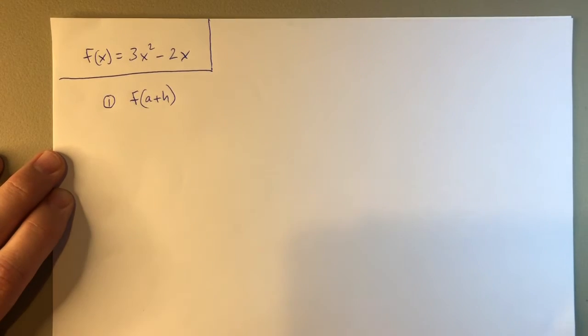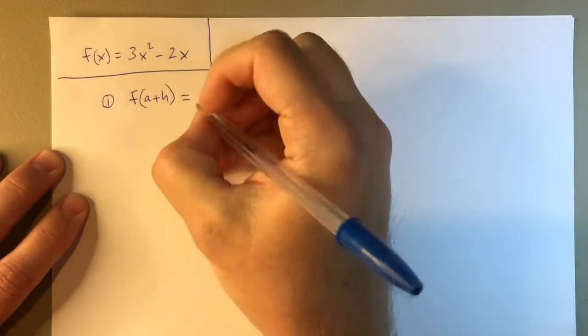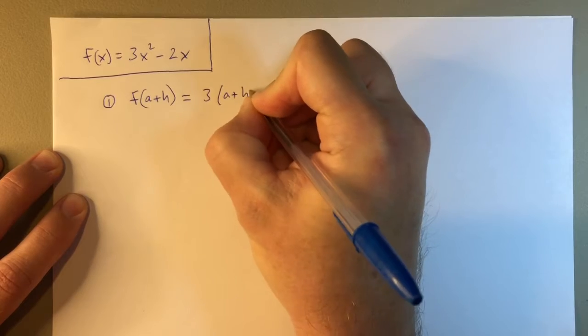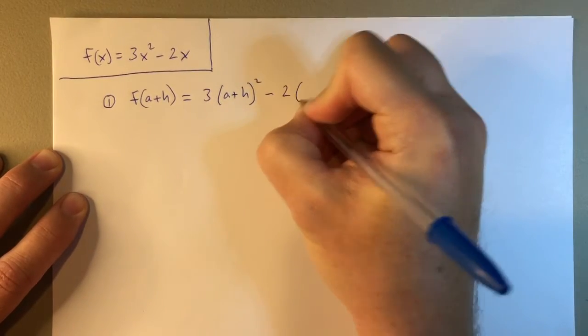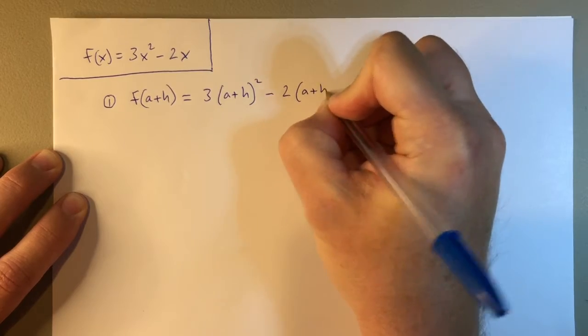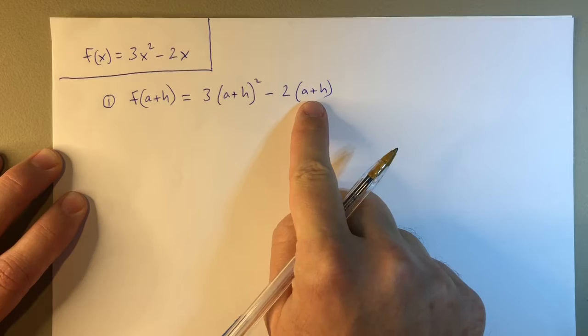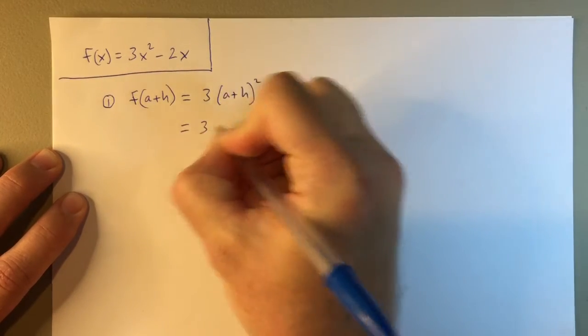Like we discussed back in the beginning of chapter 2, this component is going to be part of the difference quotient. So what is f of a plus h? Well, it's just wherever you see an x, you're going to replace it with a plus h. So there you go. We have replaced every x with the quantity of a plus h. Now all we have to do is simplify this. So what do we get?